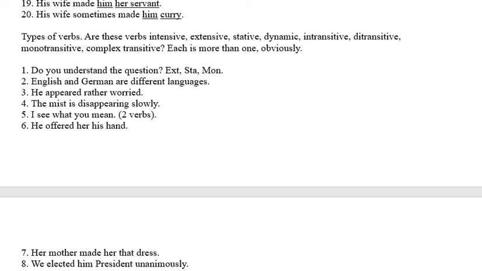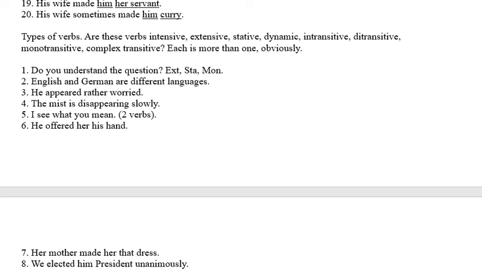The question then is there an object to mean? Well, there is. The object to mean is what? Right? You mean what? What you mean? So this is exactly the same. The two of them are exactly the same. They're both extensive, they're both stative, and they're both monotransitive. Okay. Number 6, he offered her his hand.